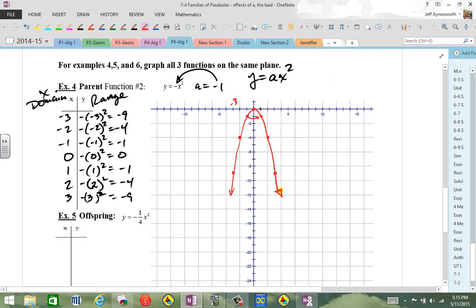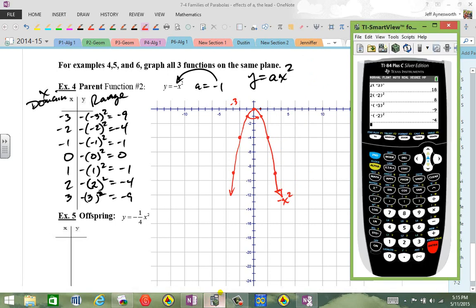Okay, now let's label here. This is your parent function, negative x squared. There's your parent. What do the other guys look like? I don't know. Oh, by the way, you can even graph this. Watch this. Y equals negative x squared. Hit zoom 6. Look at the graph. Oh my goodness, look at that. It's the same. Isn't that amazing?